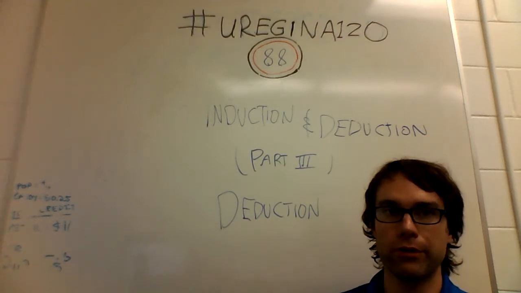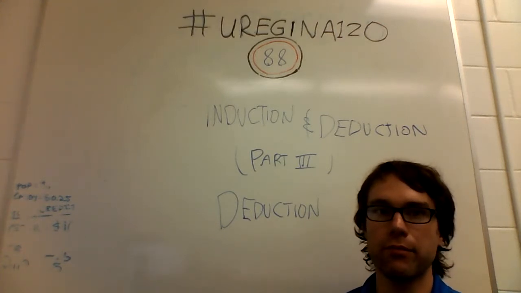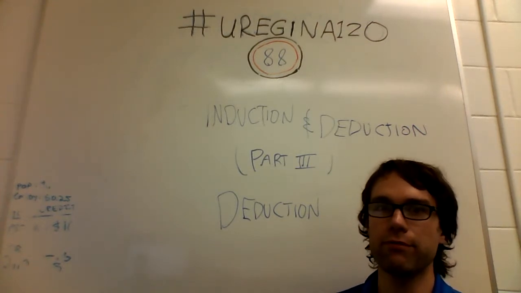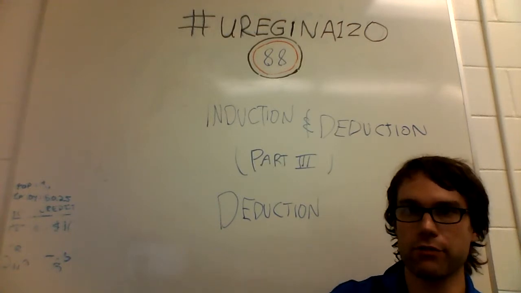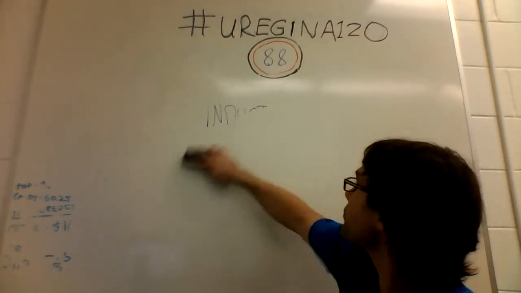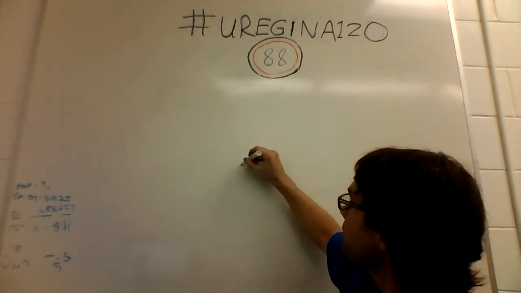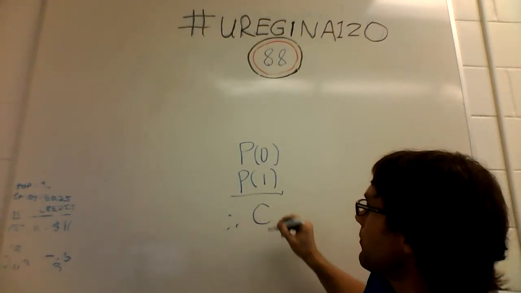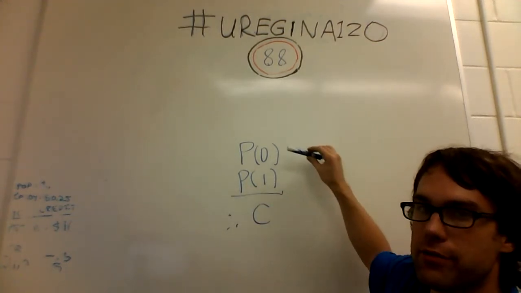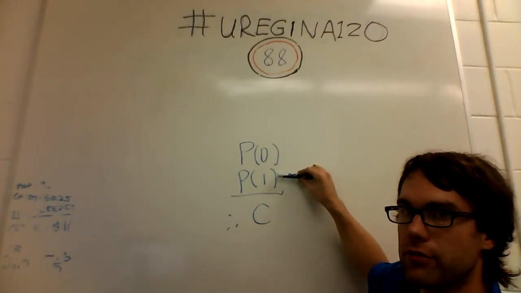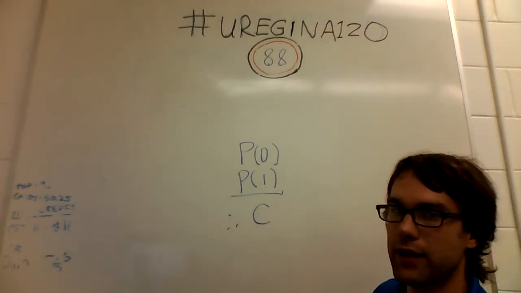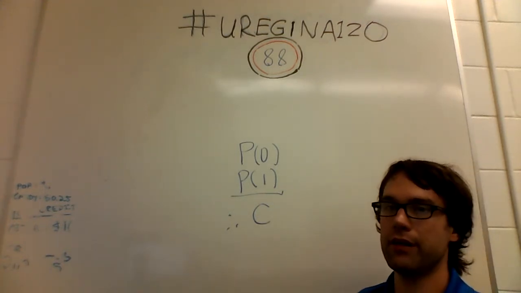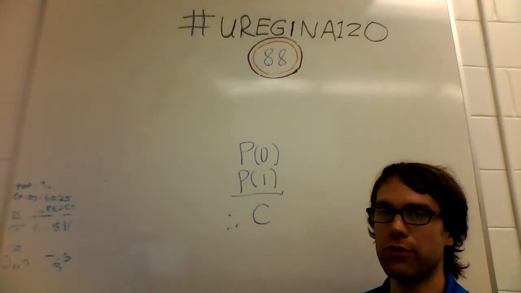So what is deduction? Quote, "A process of reasoning in which a conclusion follows necessarily from the premises presented, so that the conclusion cannot be false if the premises are true." So let's draw that out. So we have two premises. These are things that can be either true or false. And then a conclusion. And the conclusion, if the two premises are true, the conclusion has to be true. It is as strong of a connection as you can get.